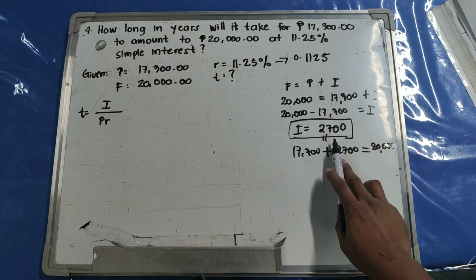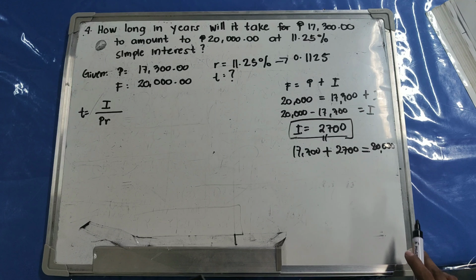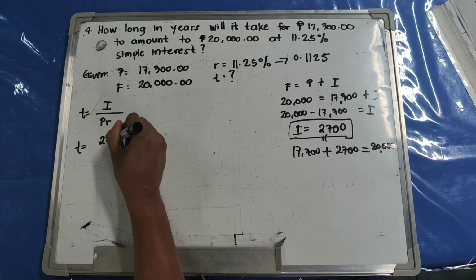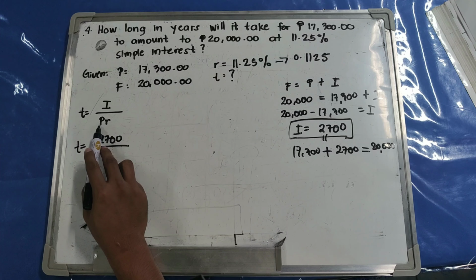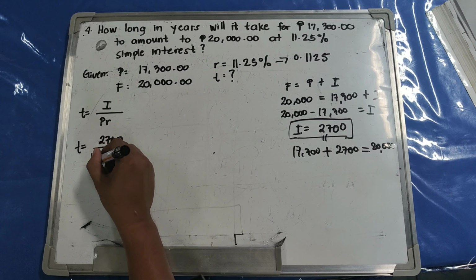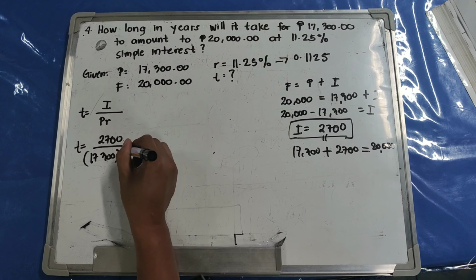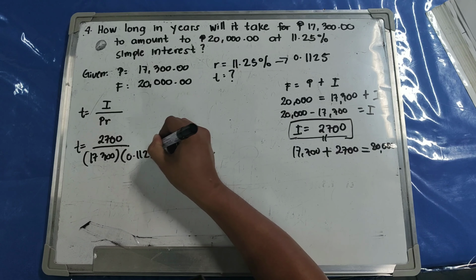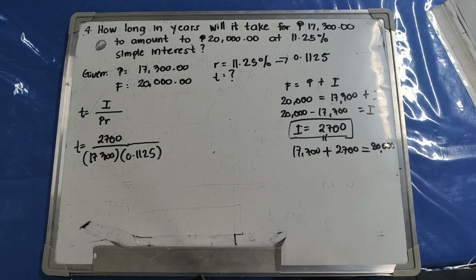In this interest, we are going to use this value now in the formula for getting the time, since the problem is looking for time. How long in years will it take? That signifies time. We now have the interest, the principal, and the rate, so we can use the formula for time. Time is equal to the interest, 2,700, over P. Substitute the principal, 17,300, times our rate, 0.1125.